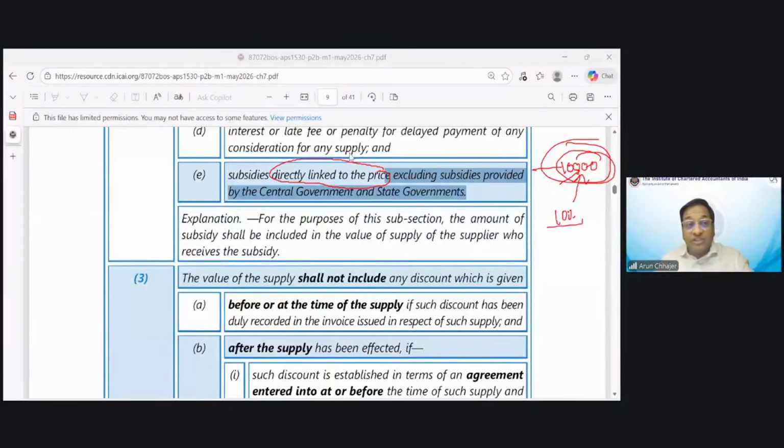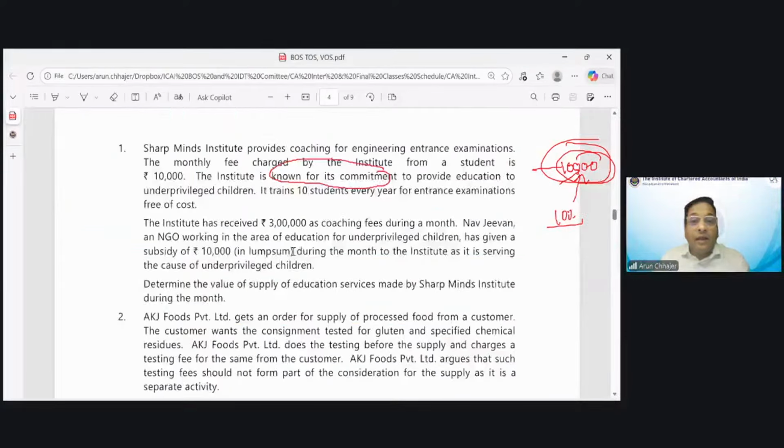But what does the question say? Question says that the subsidy was given in lump sum. Therefore, because it is not linked to the price, what would be your answer? Your answer would be it will not be added in the value.